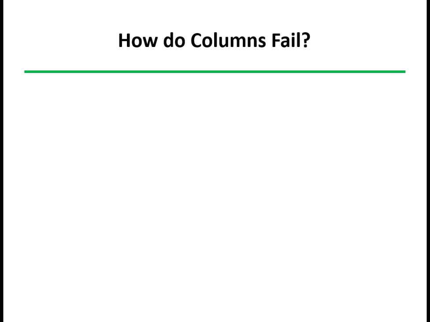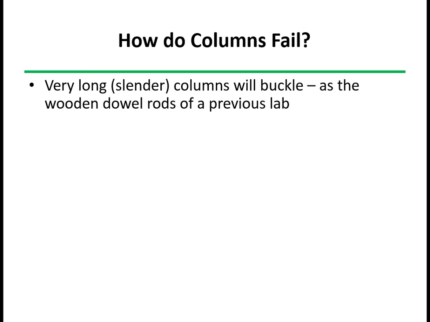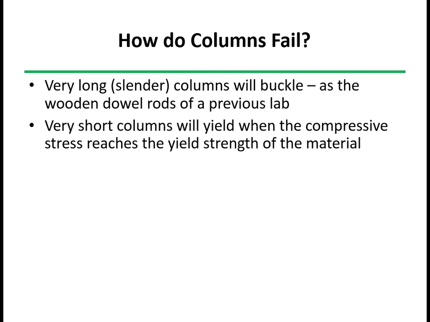Now let's start by reviewing how columns fail. You did a lab in which you took dowel rods and placed them under compressive loads and found that the failure mode was buckling. That is, you begin to deflect the rod sideways, and it doesn't take any additional load to cause additional deflection. Now, if we're talking about steel, then if we have a very short column, and we reach the yield strength before we reach the buckling strength, then the failure mode would be yield. So there's some cutoff between when we have yield and when we have buckling.